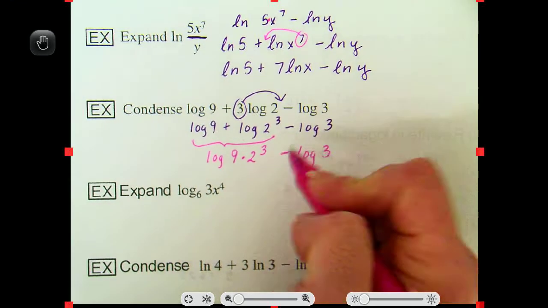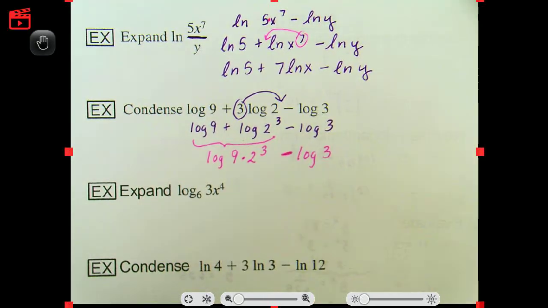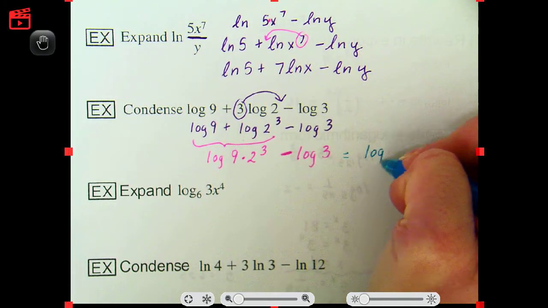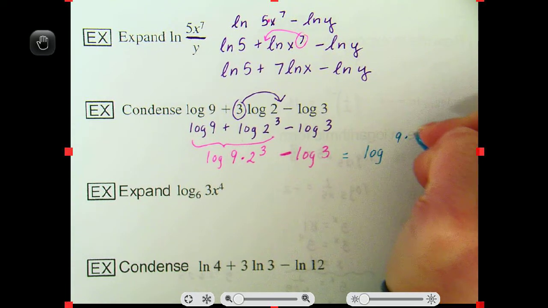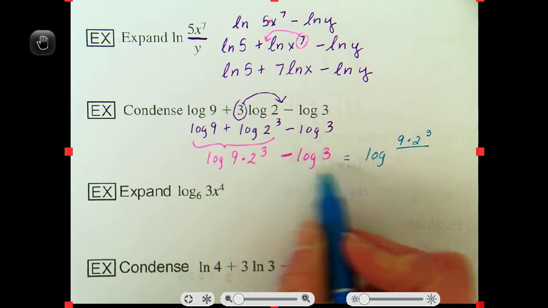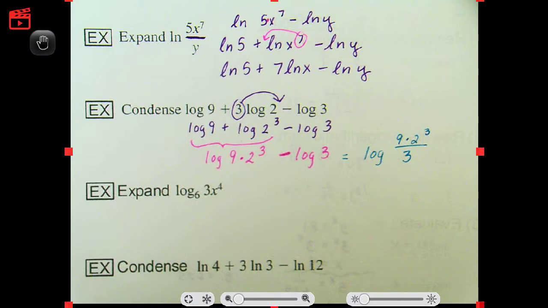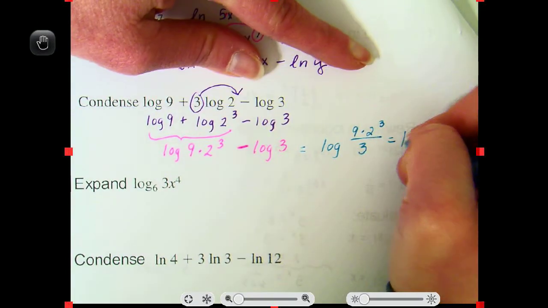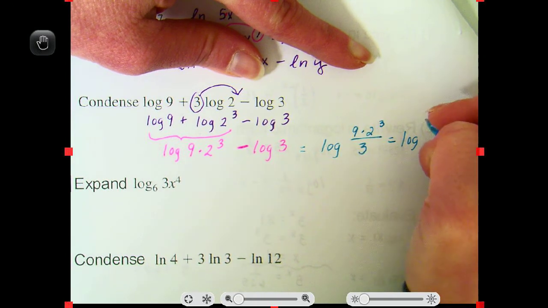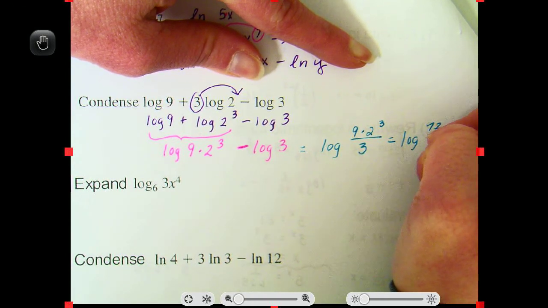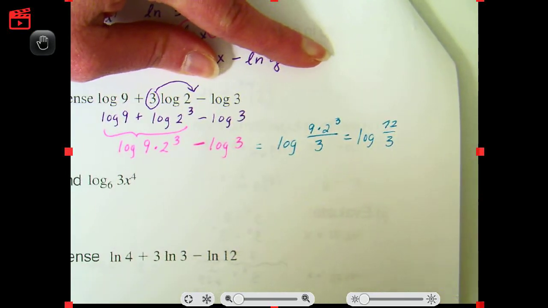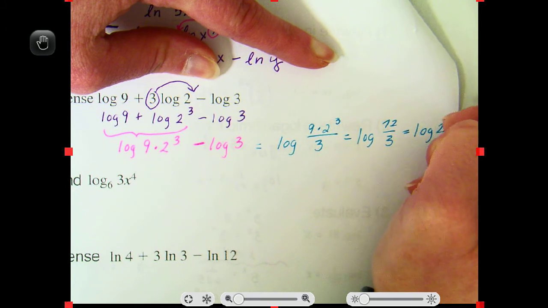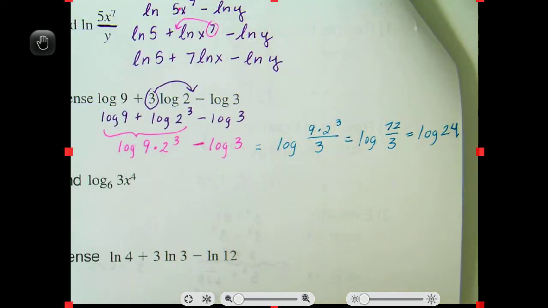I'll do all my math at once. And then I notice that subtraction is going to become division. So this is just going to be log of 9 times 2 cubed divided by 3. Now I'll do my math. 9 times 2 cubed is 72. And 72 divided by 3 is 24. So I get log 24.